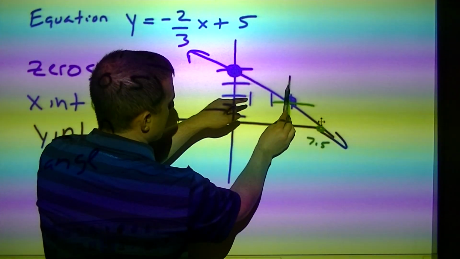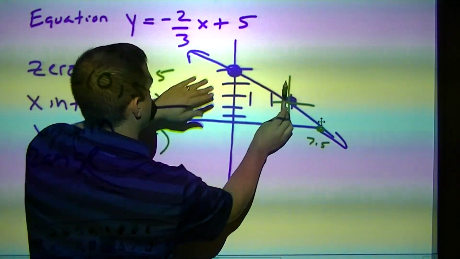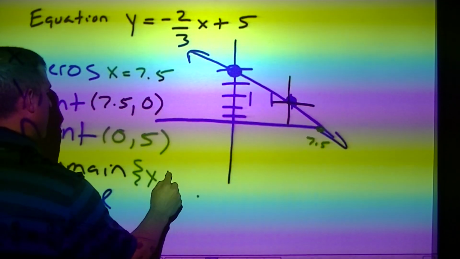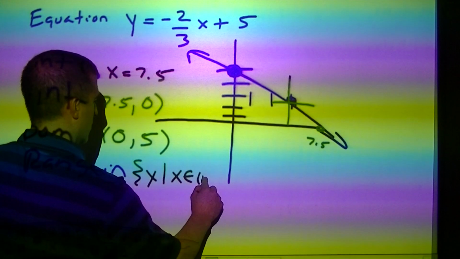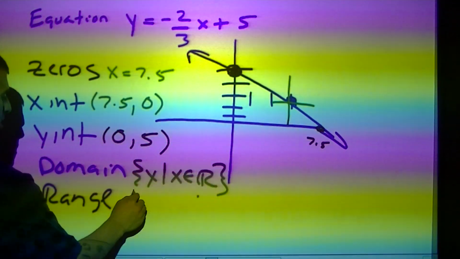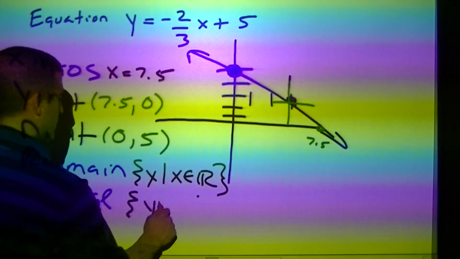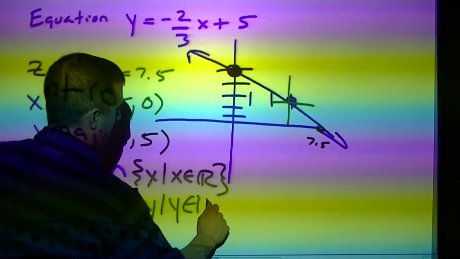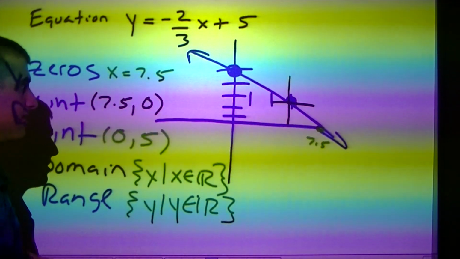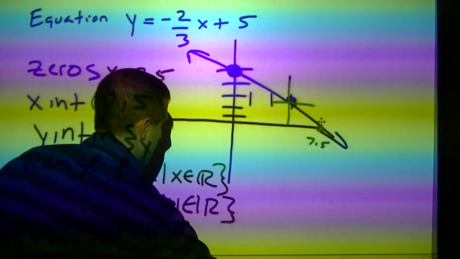Okay. If I look to the right, do I see my graph? Yes. Look to the left. So my domain is going to be all real numbers. Okay. My range, if I look above, I see it. Look below. All right. My range is also going to be all real numbers. You should be seeing a pattern with lines like these types. Let me do another example.